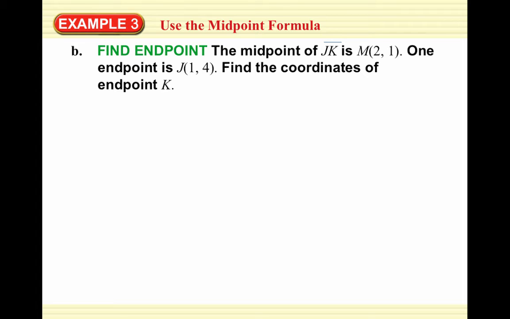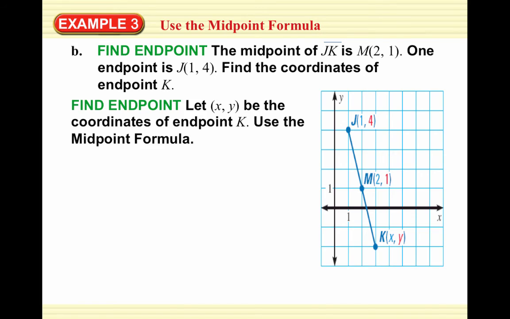Let's look at another one where the midpoint of JK is 2, 1. One endpoint is 1, 4, and the midpoint is 2, 1. So let's first look at the change in x values. The change here from 1 to 2 is just a 1. It's only moved over 1, so we need to move over an equal distance. So that would just be another 1. So it'd go 1, 2, 3.